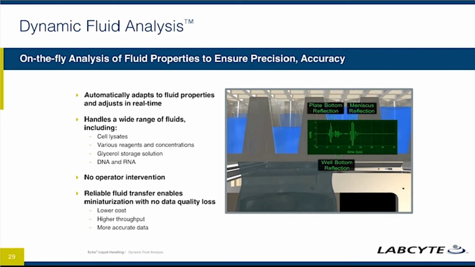So what that means is that the instrument can accommodate a very wide range of fluid types, even within the same plate. And that could span anything from cell lysates to various reagents that are used in genomics or other applications. Those reagents could be at different concentrations. They could contain glycerol, surfactants. They could contain biomolecules such as DNA, RNA, or protein.